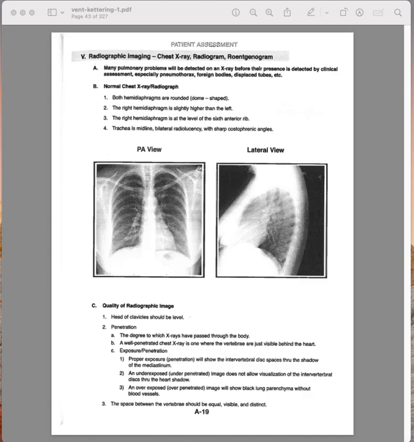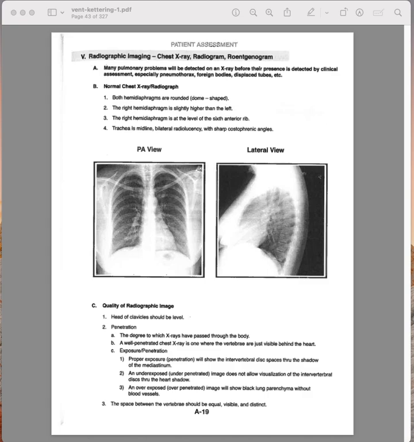C. Quality of radiographic image. Head of clavicle should be level. Penetration: the degree to which X-rays have passed through the body. A well-penetrated chest X-ray is one where the vertebrae are just visible behind the heart. Exposure penetration: proper exposure penetration will show the intervertebral disc space through the shadow of the mediastinum.